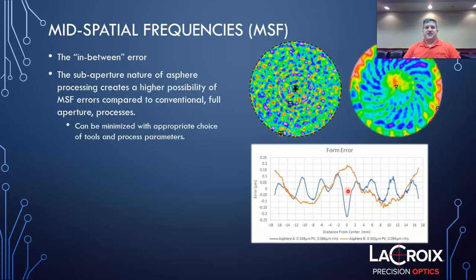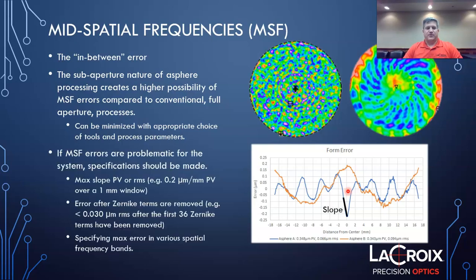And the cause of this is subaperture processing. That's one of the disadvantages of subaperture processing. Every tool has its own kind of characteristic. So we choose tools to try to minimize mid-spatial frequencies and adjust process parameters appropriately as well. And if these types of errors are going to be problematic for your system, make sure you put specifications on them. Talk to us. We can help you come up with a reasonable specification as far as what would be manufacturable, what reasonable numbers are in that given part.